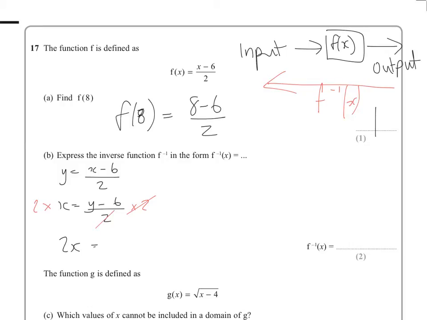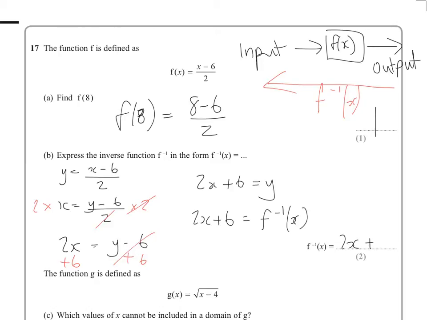2x equals y minus 6. Add 6, leaving me with 2x plus 6 equals y. Final step, I replace the y, so rather than writing the y, I write f minus 1 of x equals 2x plus 6. So f minus 1 of x is 2x plus 6.